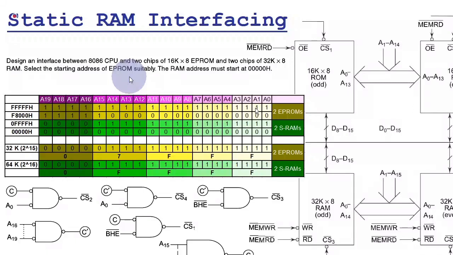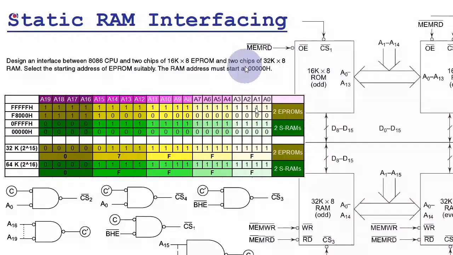So that is why they have written this line: select the starting address of EPROM suitably. So EPROM must include the address FFFF0, right? FFFF0 should be included by EPROM. And then they have given us a second constraint that the RAM addresses must start at 0000H. So RAM should start from the starting of the addressable locations, right? 0000H. So these are the two constraints given to us together with 4 memories, I mean 2 ROMs and 2 RAMs, and we are supposed to interface them with the 8086 microprocessor.